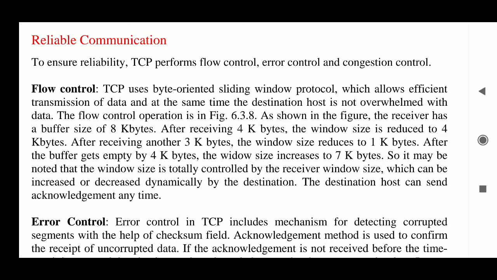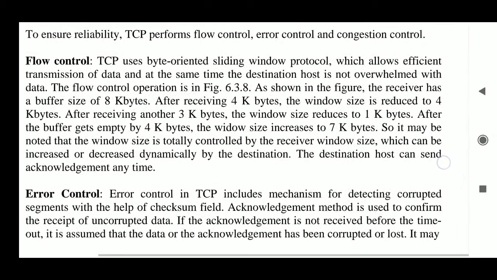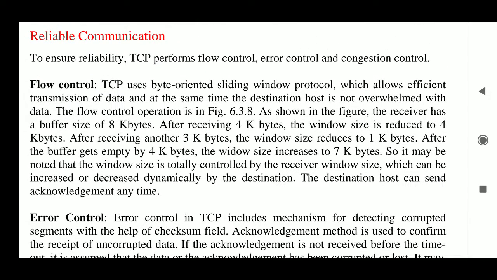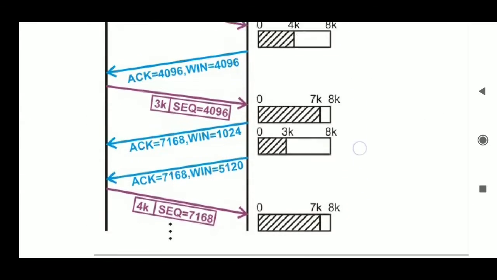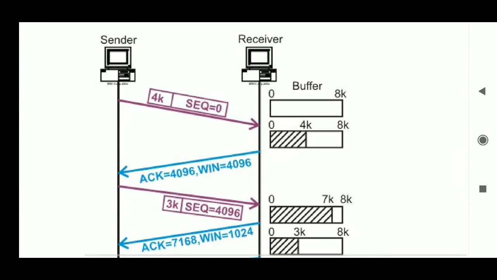So to ensure reliability, TCP performs flow control, error control, and congestion control. For the flow control, TCP uses a byte-oriented sliding window protocol, which allows efficient transmission of data. It is given in this figure. It allows efficient transmission of data, and at the same time the destination host is not overwhelmed with the data.